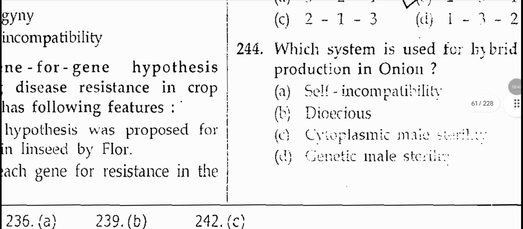Question number 243. Consider the following landmarks evolved in the crop variety development. That is option B, 231. First we have the semi-dwarf varieties of wheat, and then we have the hybrid cotton and development of the transgenic crop. Question number 244. Which system is used for the hybrid production in onion? That is C, cytoplasmic male sterility.